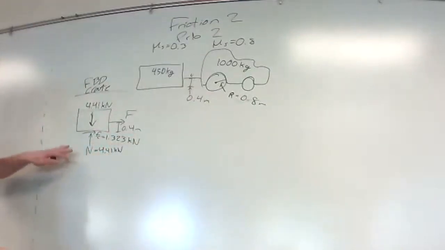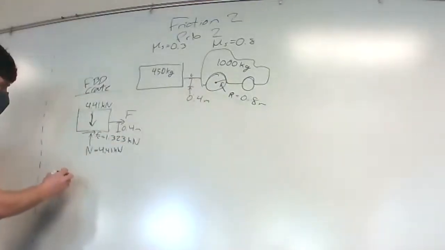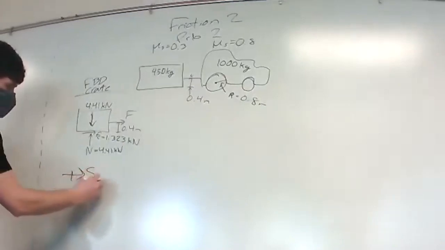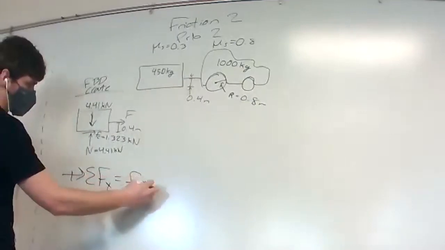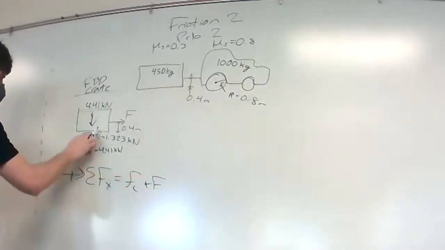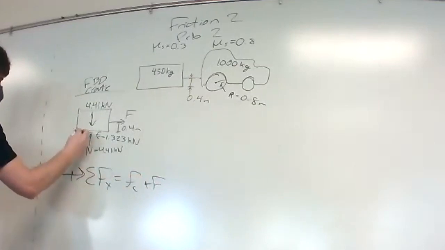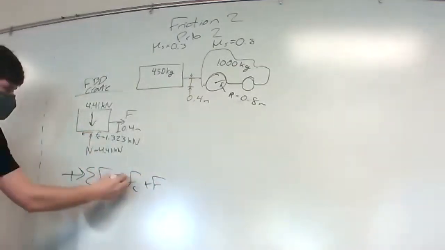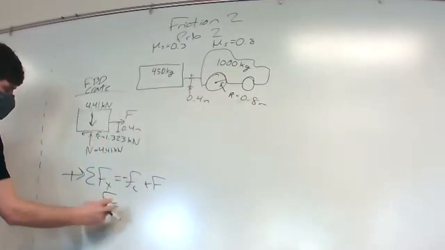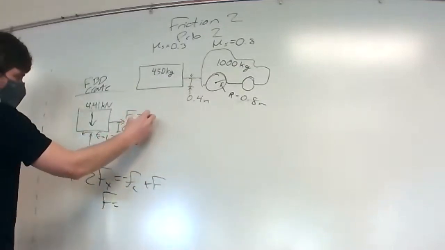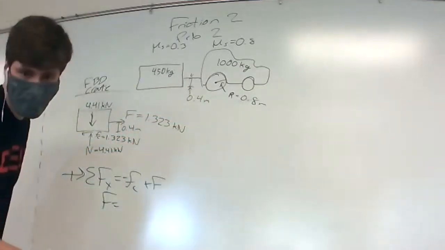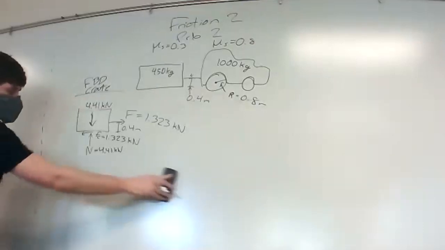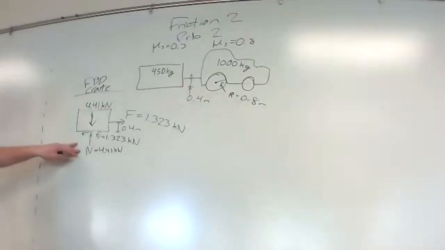Now that we have solved for our N and our FC, we can say the sum of the forces in the X direction is going to be equal to FC, which we know, plus F. FC is going this way, my bad. So F is equal to FC. So F is 1.323 kilonewtons.